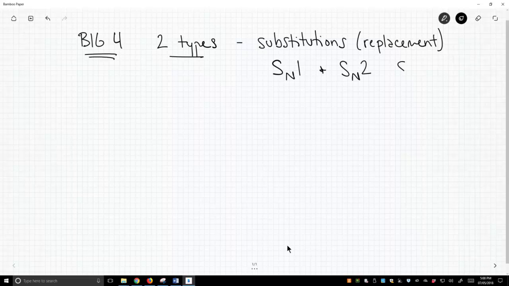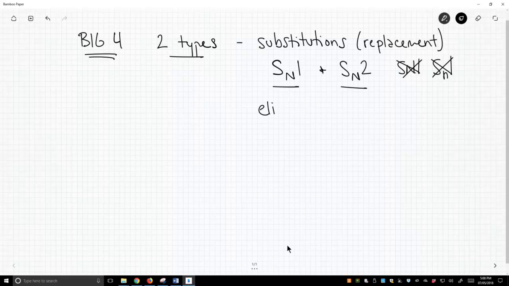So none of this like SN1 or SN1. These are not how you write it. You write it like this, okay? And that's important because, again, you're communicating specific ideas. So one of the types is a substitution.